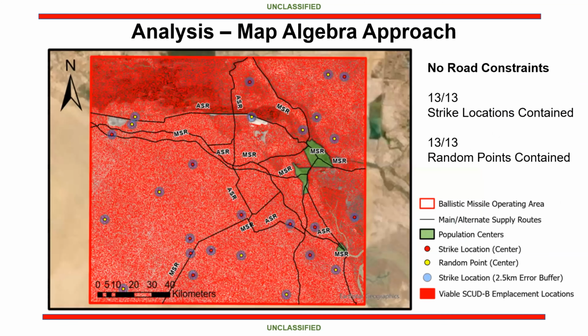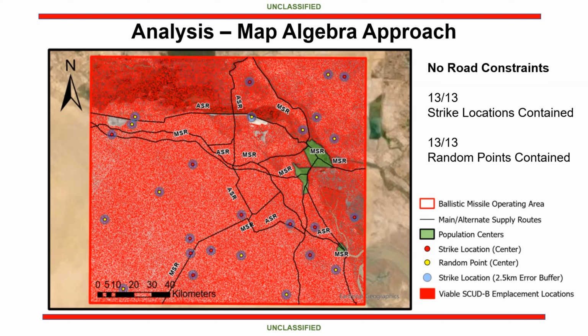and you'll see how it plugs in. So this was the no roads constraint. As you can see, it can go basically anywhere. It's not a very good result. So what this really pointed out to me is that there's got to be some sort of constraining or limiting factor to try to explain these strike locations. And what I went with was that mobility piece from earlier.